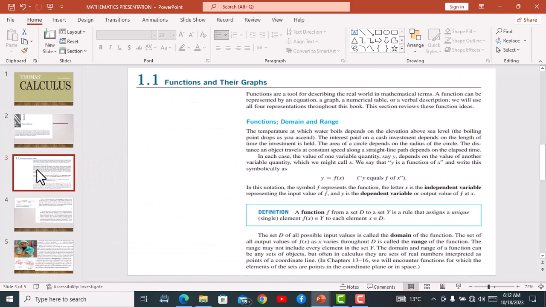Okay, this is just the slide trying to give us an overview of what a function will be all about. All right, and then in 1.1 we will be looking at functions and their graphs. So you have a function, which is a relationship, and you want to see how this relationship will behave when you represent it in a graphical way. This is exactly what we are saying here. Functions are a tool for describing the real world in mathematical terms.